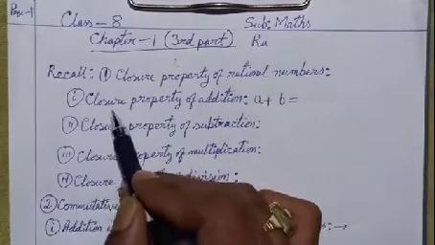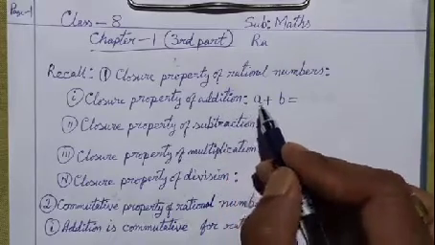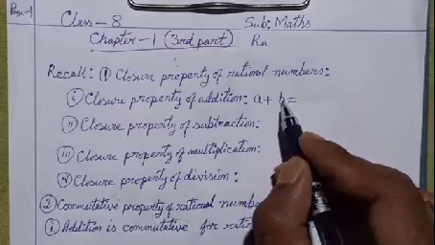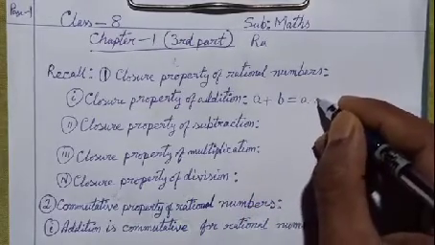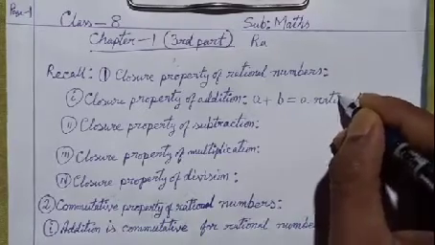Roman number 1, closure property of addition says that if any two rational numbers are added, a plus b, the answer is again a rational number.